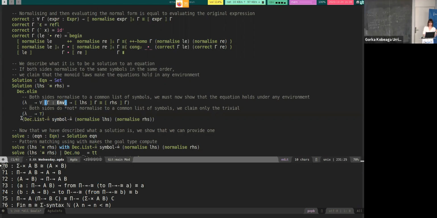While if normalizing these two things gives you lists that are different, then we don't make any promises. And we can't prove anything because they are not necessarily the same.